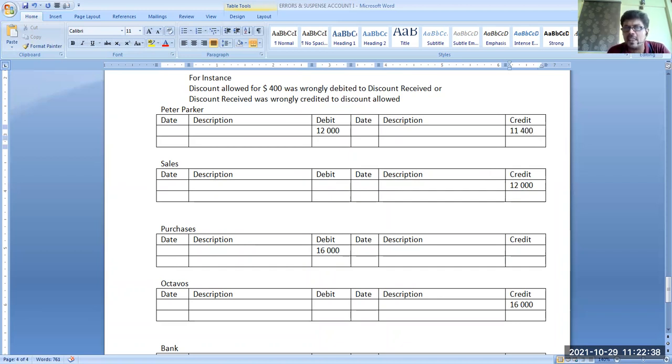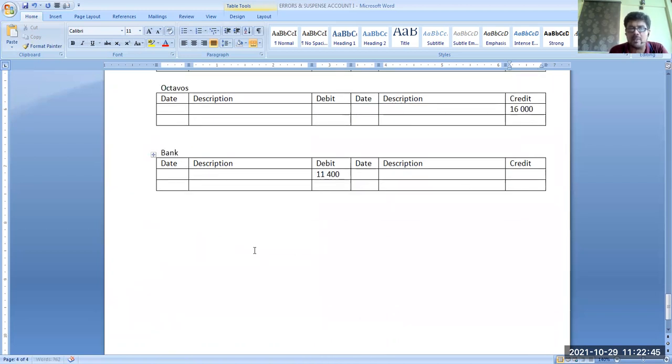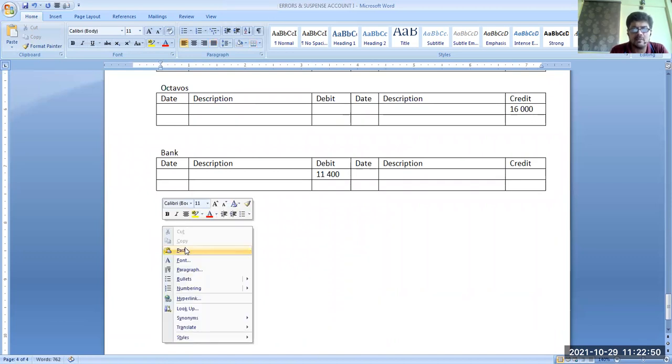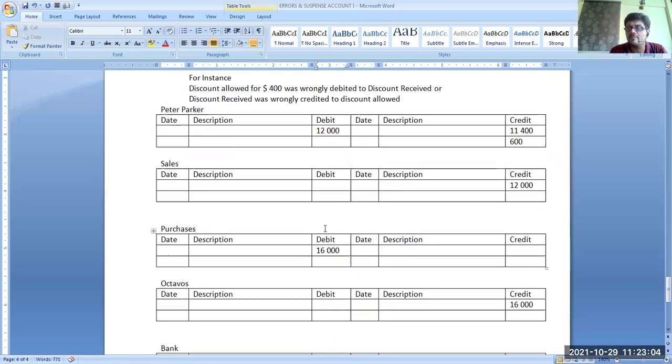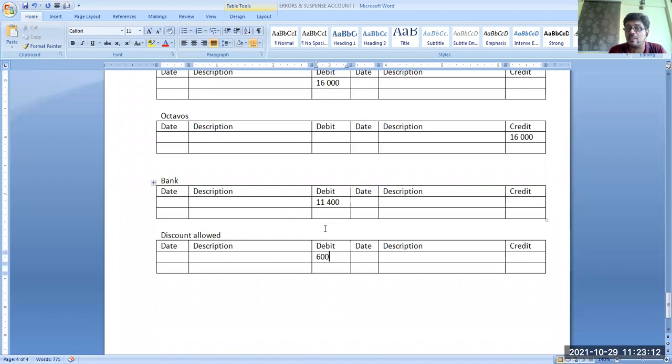Now 600 is left in Parker's account, which he is not ready to pay. So this 600, what do we do? We credit Parker and we debit discount allowed. Getting my point clear? We only received 11,400; the 600 we have to remove from his account and enter into the discount allowed account.